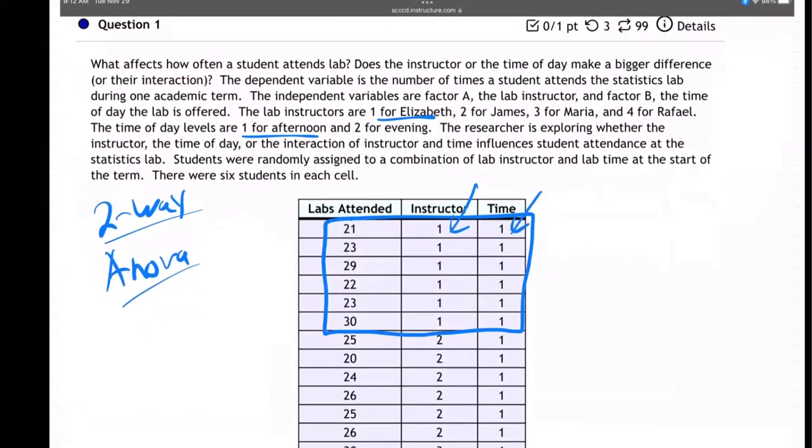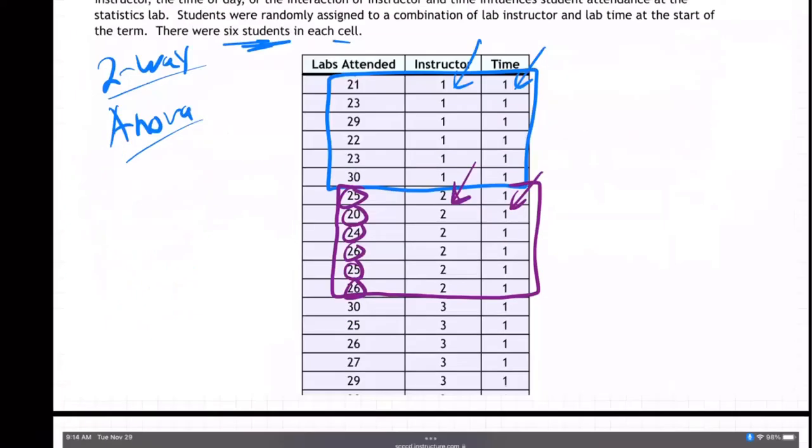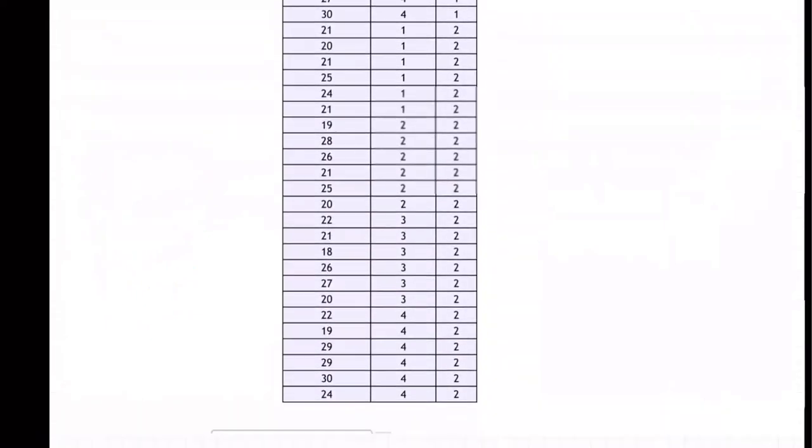Then notice how it says 6 students in each cell. So the next cell, all these people, 3, 4, 5, 6, all had instructor 2 in the afternoon, which is James. And that's how many times they came to the lab during the semester. And then I'll go on to the next page. Here's the rest. There's a lot of data.